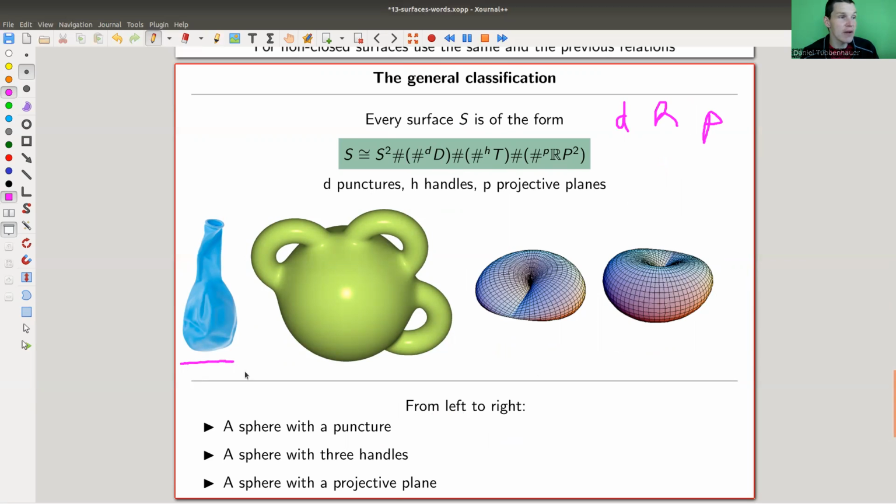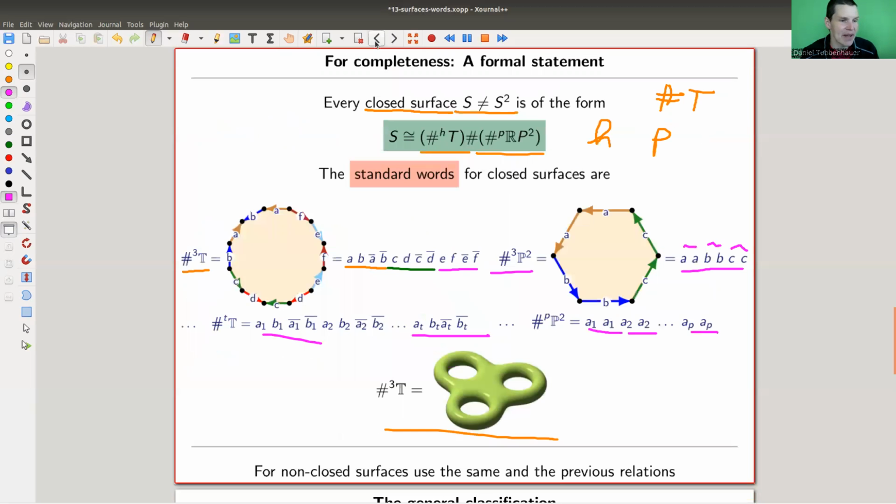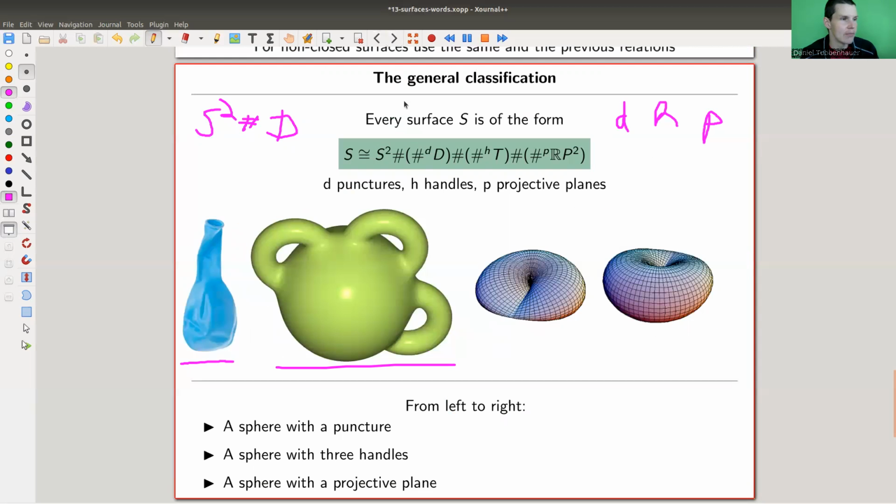And a puncture, so from left to right, here are the pictures. So this is a punctured sphere, for example. That would be S hash 1 copy of D, so S hash D, so D is 1, and everything else is 0. A punctured sphere is really just a balloon with, well, the puncture is where you will actually blow air into. So that's a punctured sphere. And here's a sphere with 3 handles. Slightly better picture than this one. They're of course the same, but you can really see how whoever made this picture attached the handles to the surface.